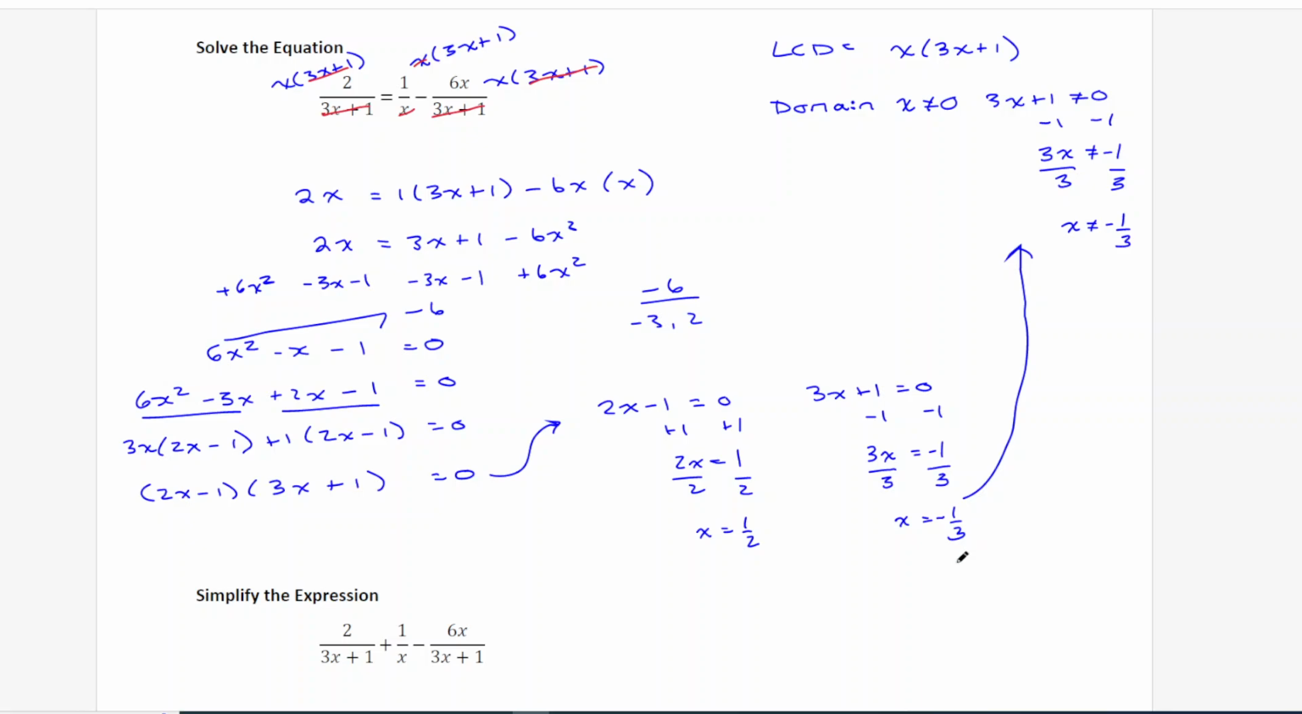Because x cannot equal negative 1/3, I'm going to reject this solution. And I'm going to say that the only solution is a half. Okay, and then if I wanted to check, I could plug it in to check. That's the end of solving rational equations.